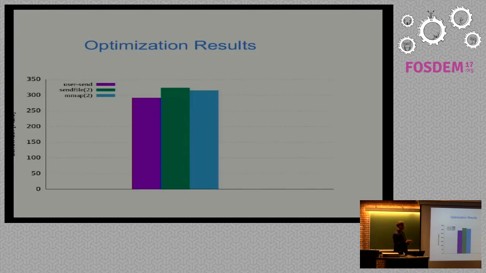If we look at the optimization results, we have benchmarks of user send. That means you use GnuTLS send or OpenSSL send. So you do encryption in user space and you pass the encrypted record to the kernel. In this particular scenario, the sendfile operation was faster by 10% on average. We also benchmarked it using mmap, so we mapped the whole file into memory in user space. We encrypted it and sent it using user send.